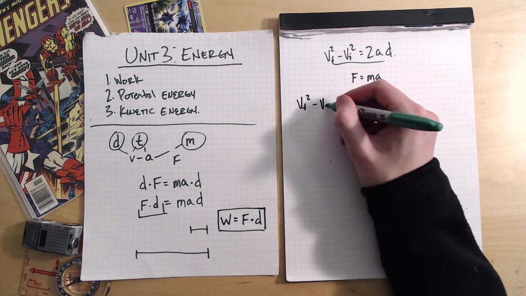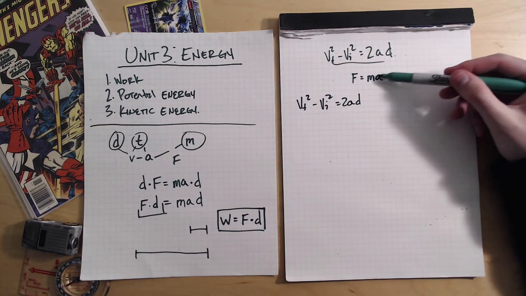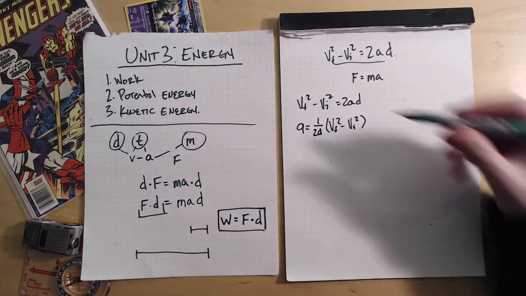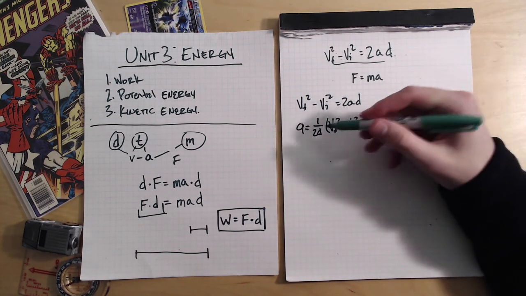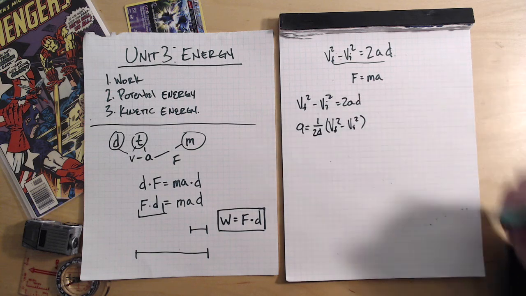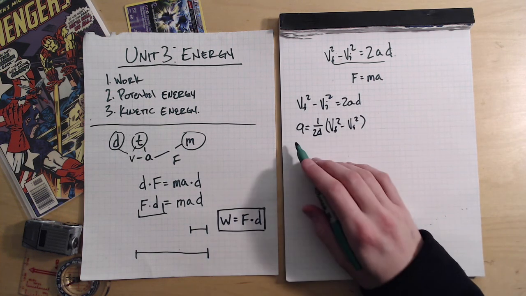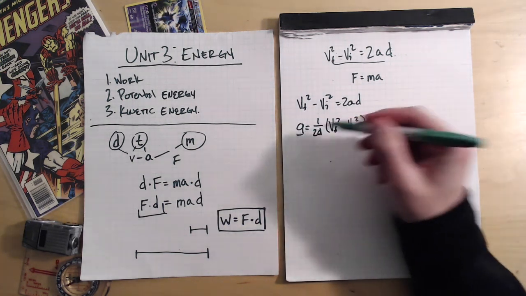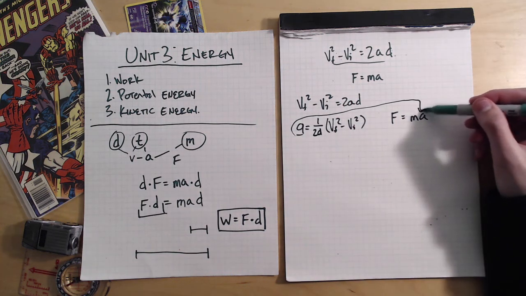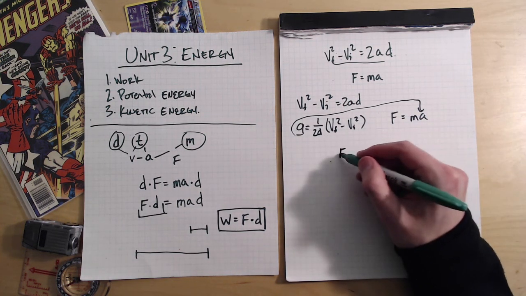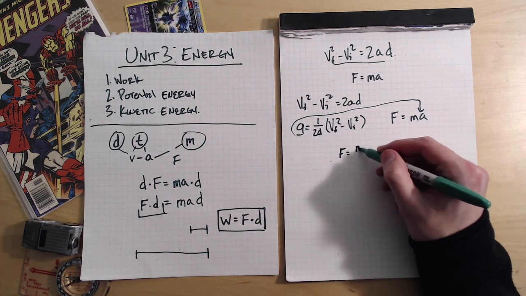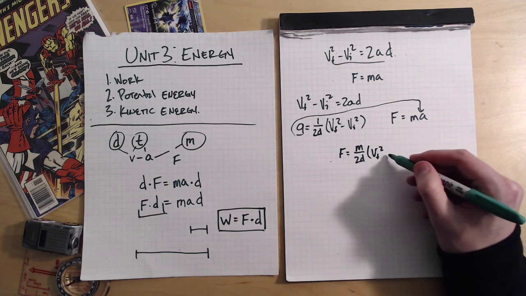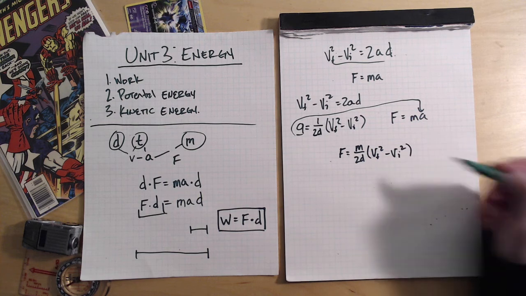I'm going to rewrite it. And notice that in F equals ma we have an acceleration. So we can solve this equation for acceleration. So all I did here is I divided by 2 and I divided by d and brought it over to the other side. Okay? So now we have an expression for acceleration. Let's plug it into F is equal to ma. So we're going to take this and we're just going to plug it in right here. And then we're going to get something that looks like F is equal to m over 2d times v final squared minus v initial squared.